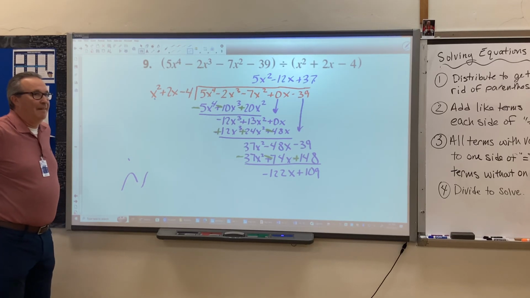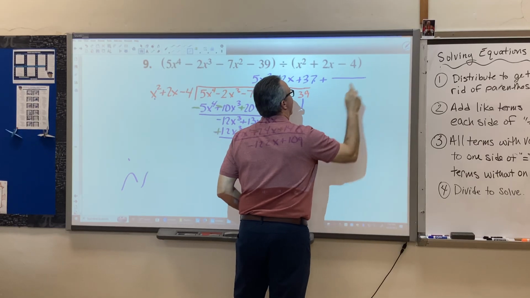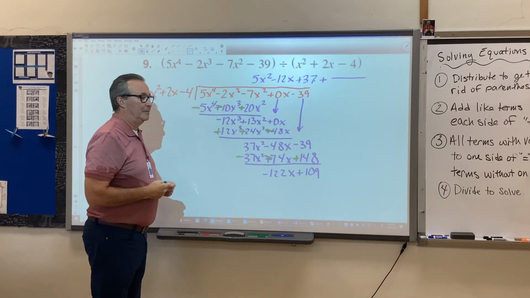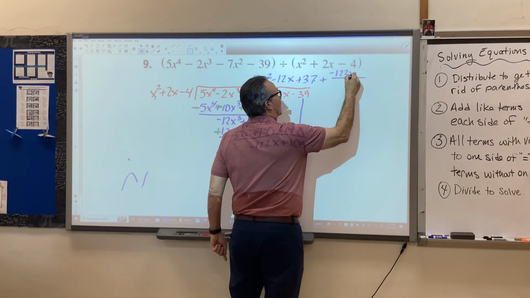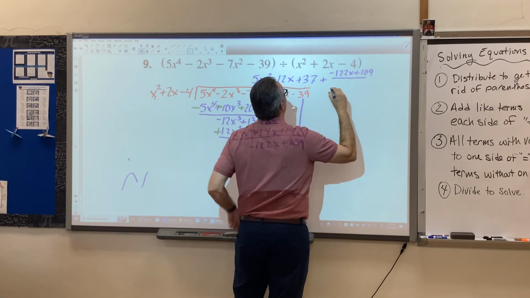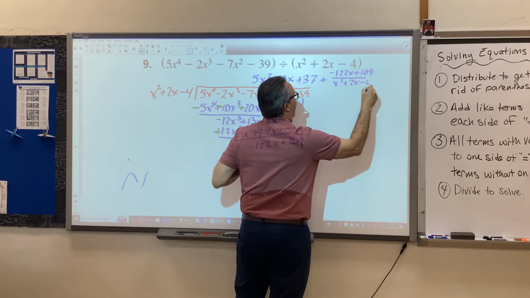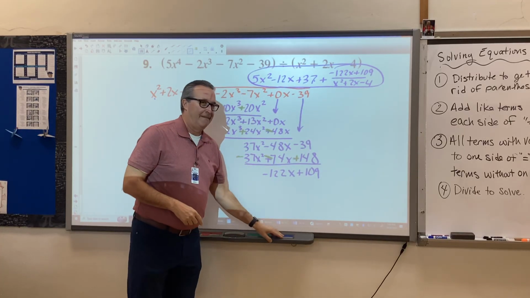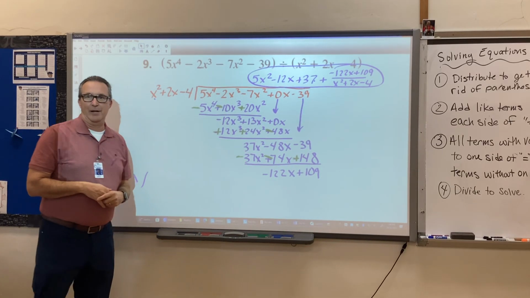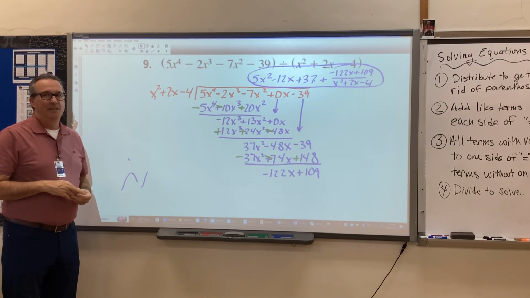You have a fraction. We're adding a fraction. So the negative 108 over x squared plus 2x minus 4 is the remainder. Good. Okay, everybody good with that? Any questions? That is long division.